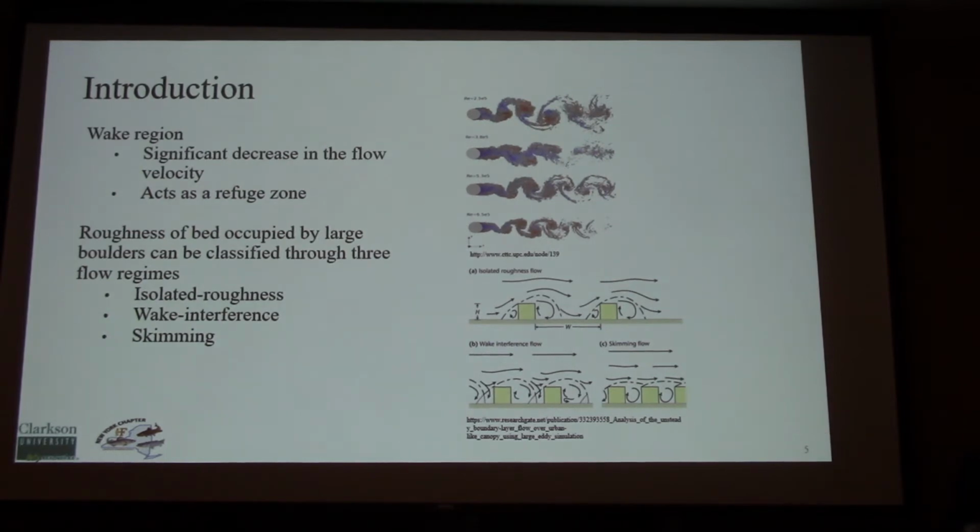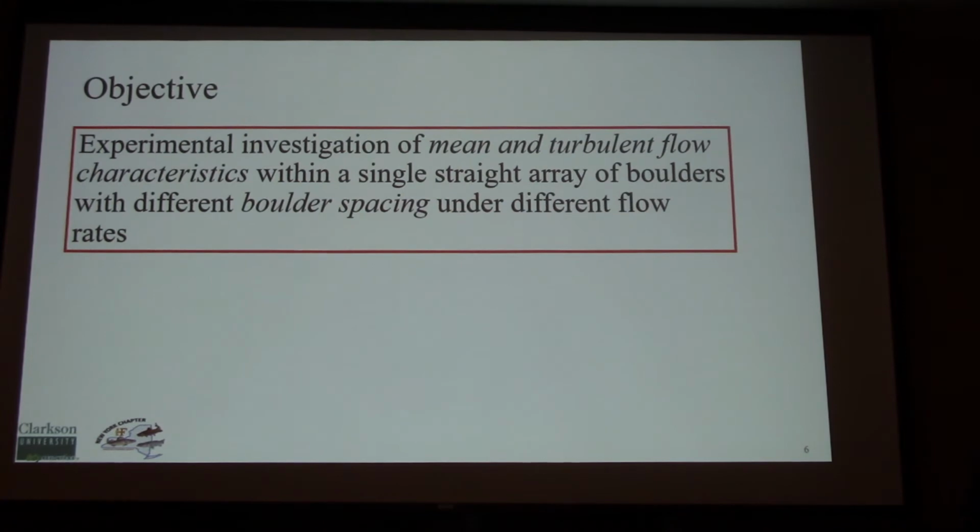In the wake interference, it's not completed. Actually, it interferes with the next element. And in the skimming, the roughness elements are so close to each other. So we just have some stable vortices in between. The objective of our study was experimental investigation of mean and turbulent flow characteristics within a single straight area of boulders with different boulder spacing under different flow rates.